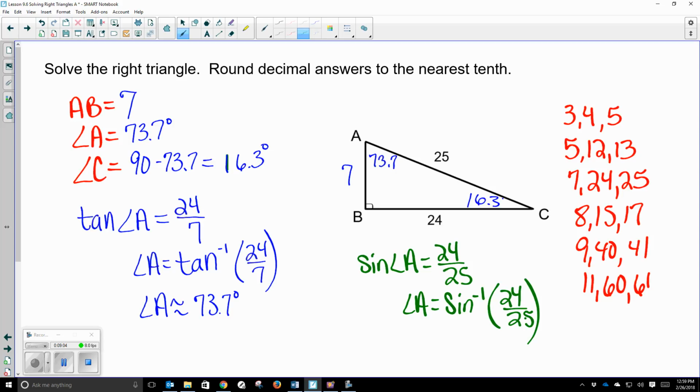Okay, so now let's just see if we get the same answer. Look at what we're doing. We're using different trig functions to find A. I'm just showing you how you have a choice here. Inverse sine of 24 divided by 25 is 73.7.